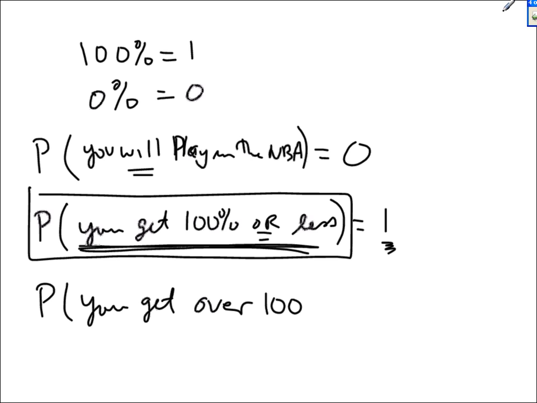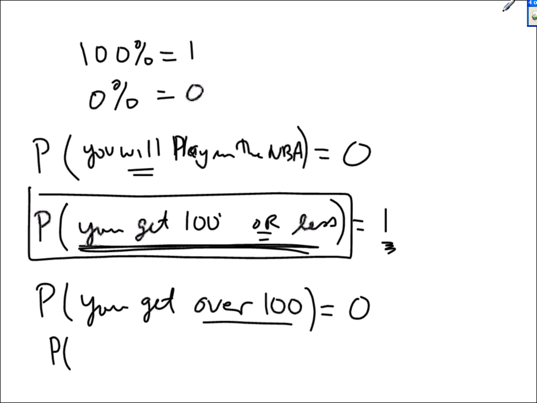What's the probability that you score over 100%? Well, let's just say it's 0 percent. It's 0 to 100. What's the probability that you get over 100? Well, that won't happen. You can't get above 100. You can get 100 or below. The highest grade is 100. So you can't get over 100. That would contradict that the highest score is 100. You couldn't possibly get over 100.